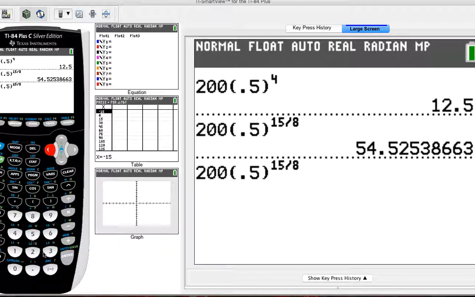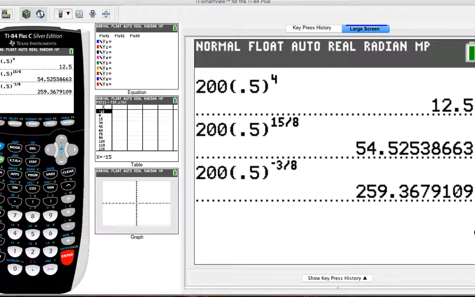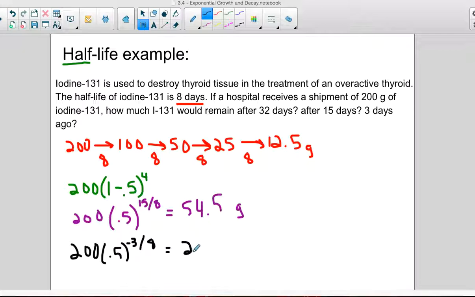And second enter. I'm just going to do negative 3. And we get 259.4 grams. And that's pretty much all the types of questions I think you would see.